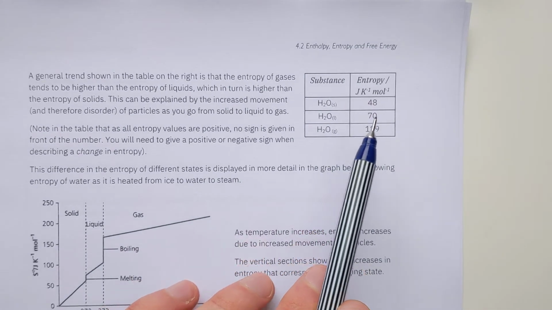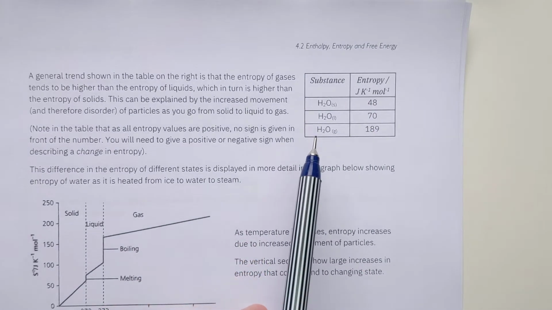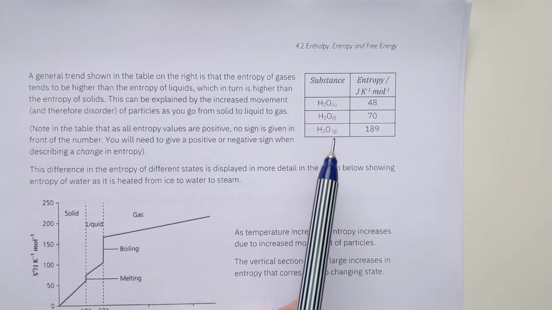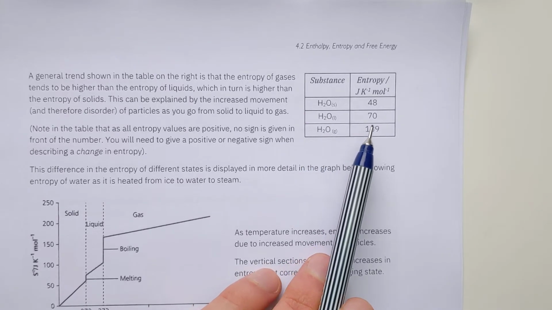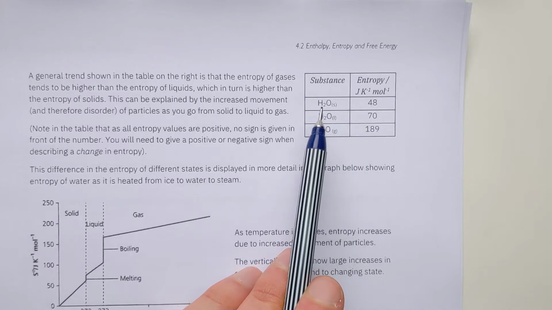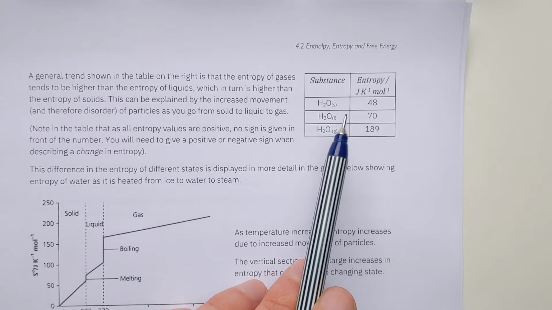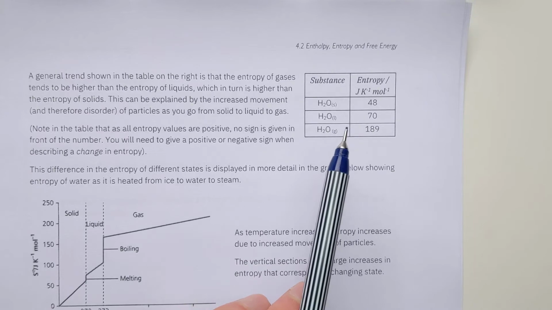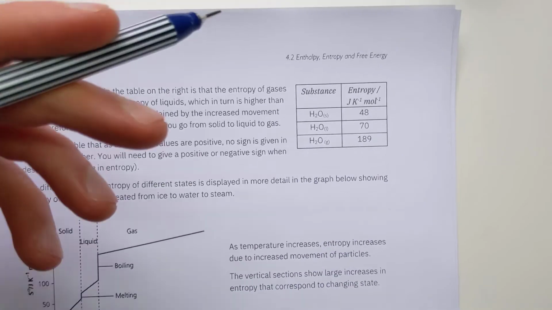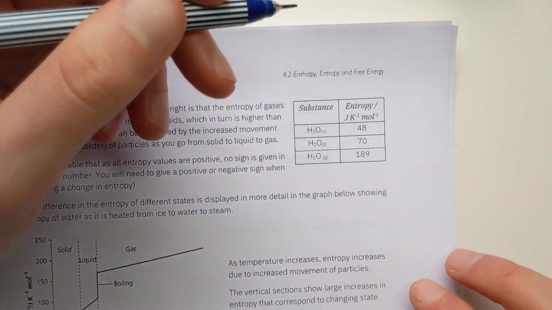So these are actual entropy values given for water in its three states: ice, water and steam. Hopefully you can see the trend there. The lowest entropy of water is when it's frozen as ice. Next is liquid water, and the highest entropy is associated with gaseous water, steam. And hopefully it's not too hard for you to grasp why that is.